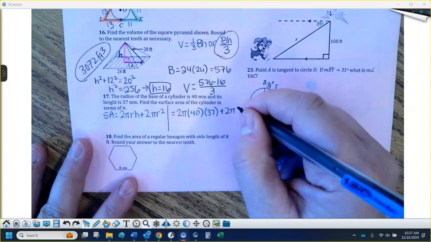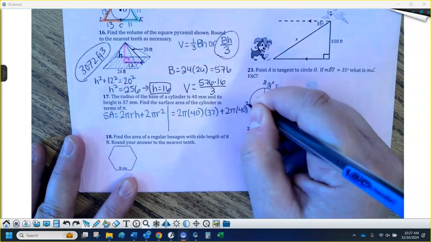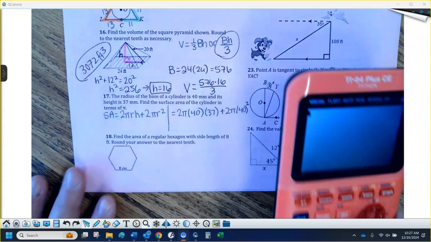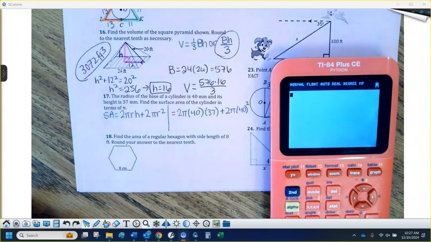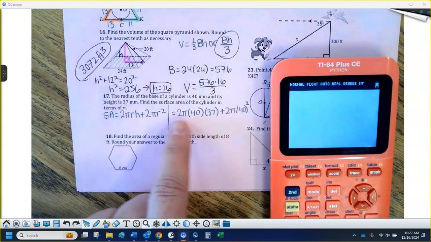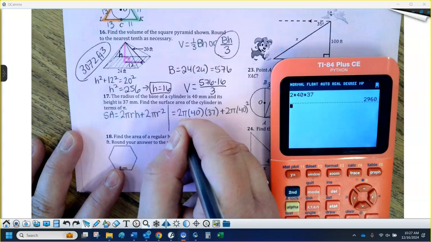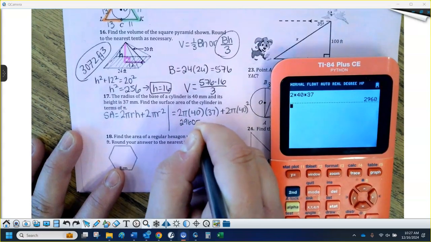in both pieces. So we're going to plug 40 in twice, but that second time we plug it in, it's going to be squared. Now, if you have to leave it in terms of pi, I would just do this kind of in two separate steps. For the first piece, I'm just going to multiply the numbers and leave the pi out of it. So I'm just doing 2 times 40 times 37. These are huge numbers, so don't think we're doing anything wrong.